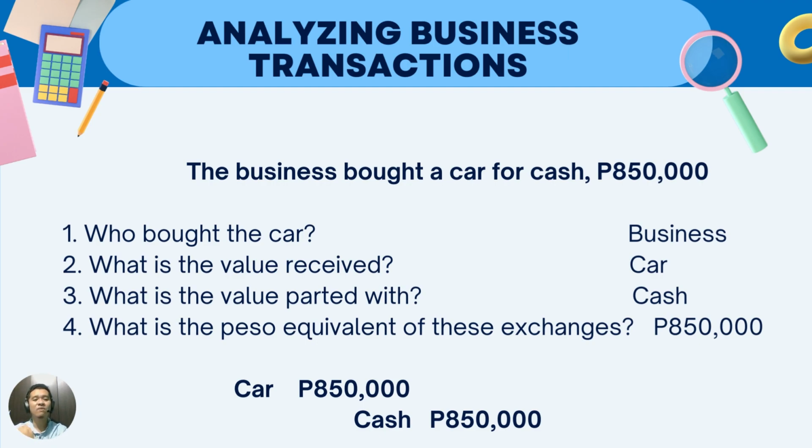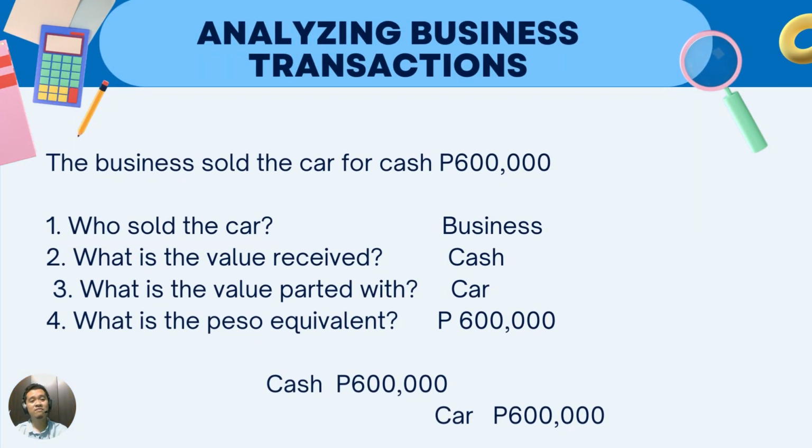What is the value received? The car. What did we part with? Cash. So, what is the peso equivalent of the exchange? 850,000. So, since we received a car, we debit car 850,000, the left side. And since we paid for the car with cash, 850,000, the cash goes out, so we credit cash worth 850,000. Got it?